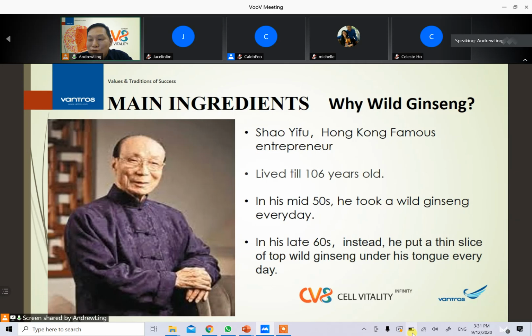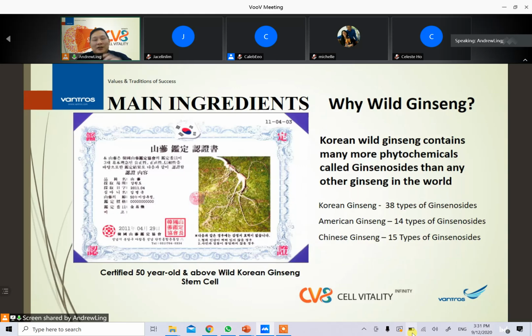So now, if you talk about today, living up to 106 years old is not easy at all. So this is another classic example of how good wild ginseng is. And of course, one of the main ingredients, as I mentioned just now, in CV8 is the wild ginseng CMC stem cell.